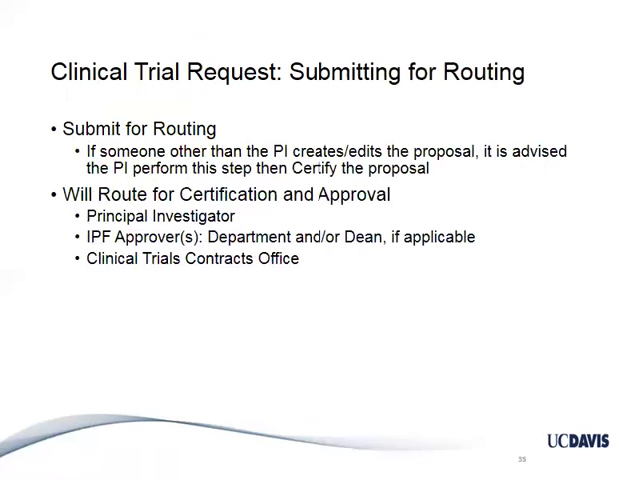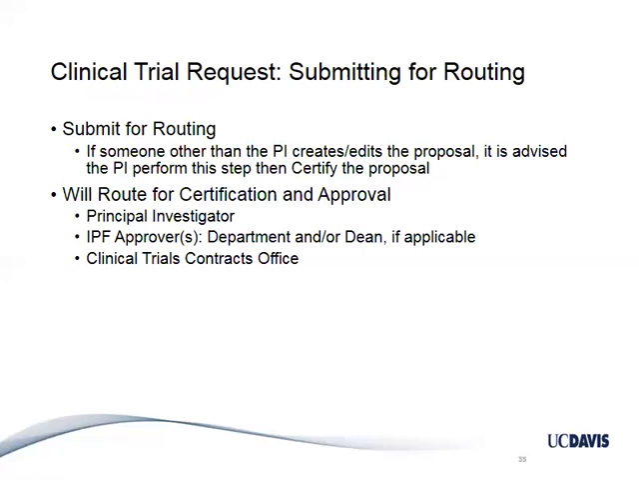Now if you have all of the green check marks, you can select Submit for Routing on the far left-hand side. When you do that, it's going to route for certification and approval. The principal investigator, the lead PI, and the PI are going to need to certify it. That's their way that they now sign the IPF that used to be the data sheet. And it's going to route for those certification and approvals.